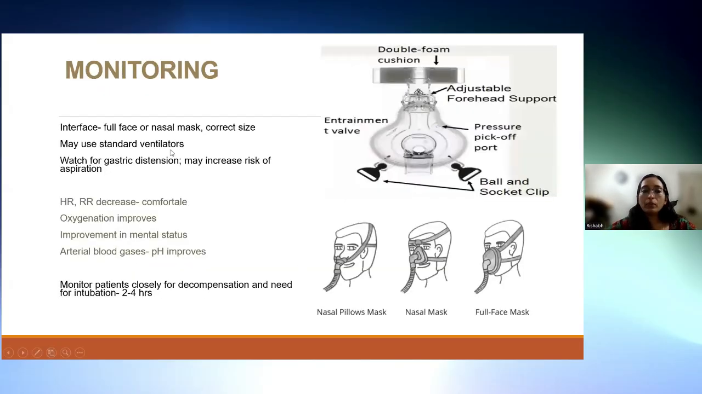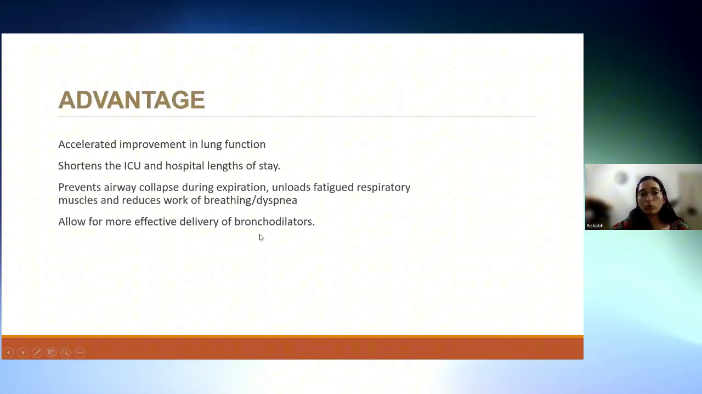So when you monitor, the interface can be a full face mask, a nasal mask, or a nasal pillow mask. Whatever it is, it should be of the correct size and according to the comfort of the patient. One may use standard ventilators for NIV, but watch for gastric distension. The heart rate and respiratory rate should decrease. The patient should be more comfortable. Oxygenation should improve. There should be improvement in mental status, and the arterial blood gas pH should improve. Monitor the patient closely for any decompensation and any need for intubation for 2 to 4 hours.